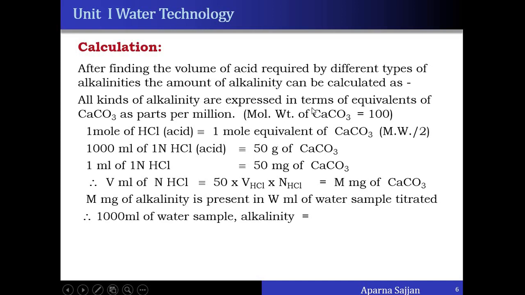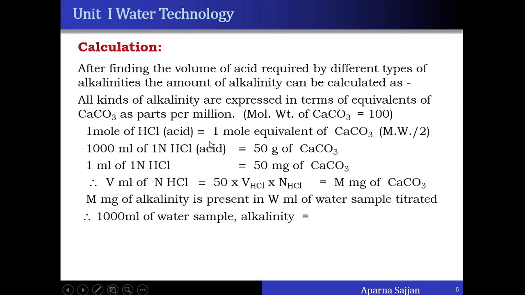Then the general calculation includes, after finding out the volume of acid, we have to calculate the amount of alkalinity present in water. And alkalinity is always expressed in equivalence of CaCO3, meaning the equivalent weight of CaCO3 is used. The molecular weight of CaCO3 is 100, and because calcium is a divalent metal, the molecular weight divided by 2 will give 50. So molecular weight 100 upon 2, that is 50, is the equivalent weight of CaCO3.